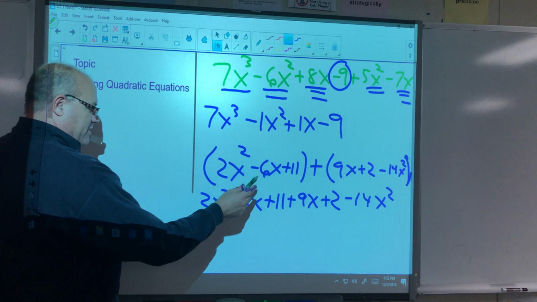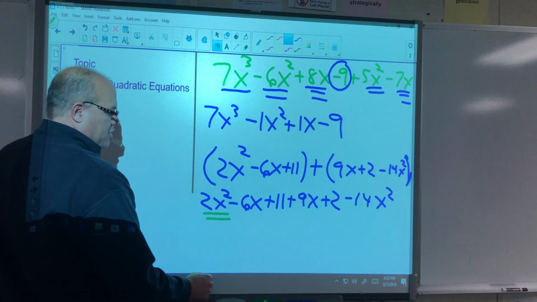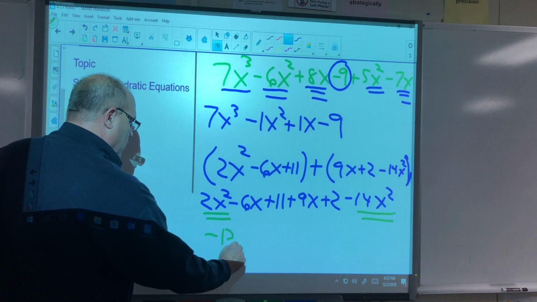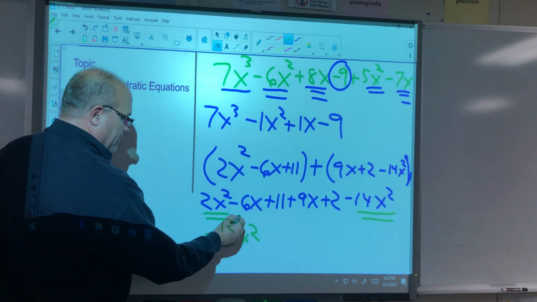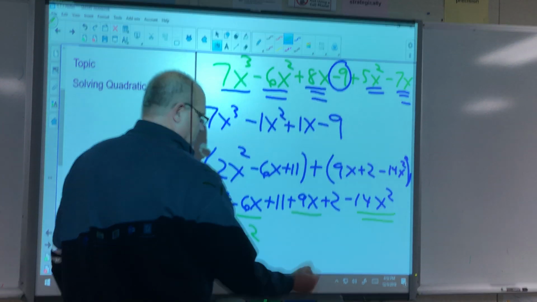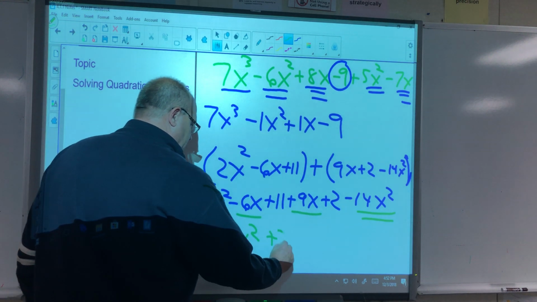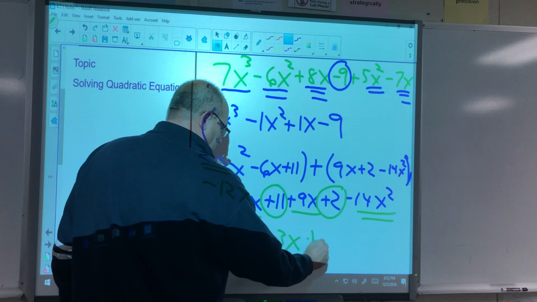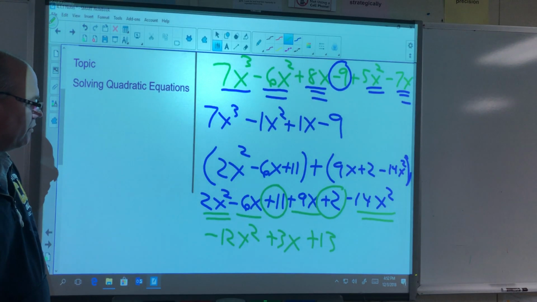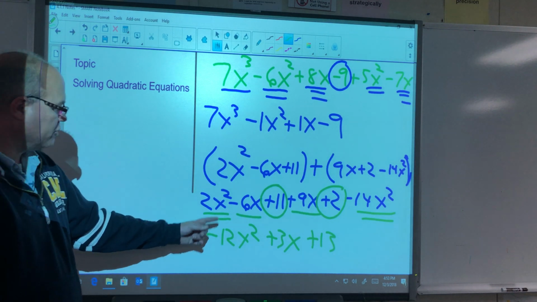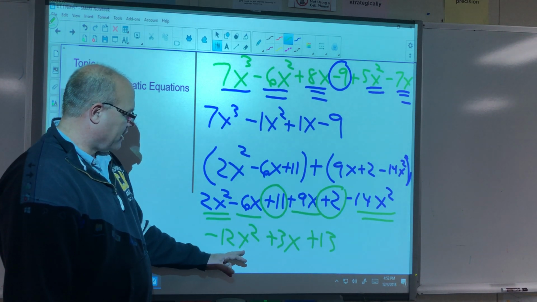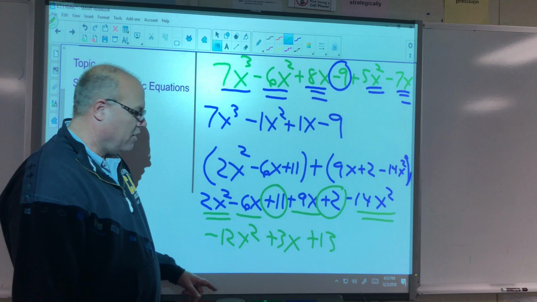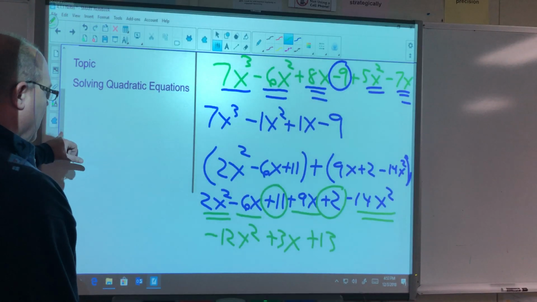So my highest power is x squared, so I'm going to combine the 2x squared and the negative 14x squared. That gives me negative 12x squared. I'm going to combine the negative 6x and positive 9x. That's going to be plus 3x. And then I'm going to combine the 11 and the 2, plus 13. So there we go. There's my solution, simplified this polynomial: negative 12x squared plus 3x plus 13. Turns out to be a trinomial. Our lead coefficient is negative 12. Our degree is 2.